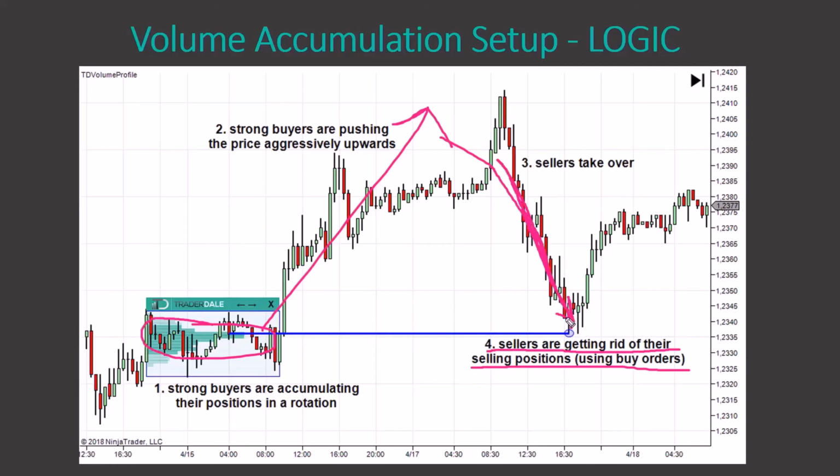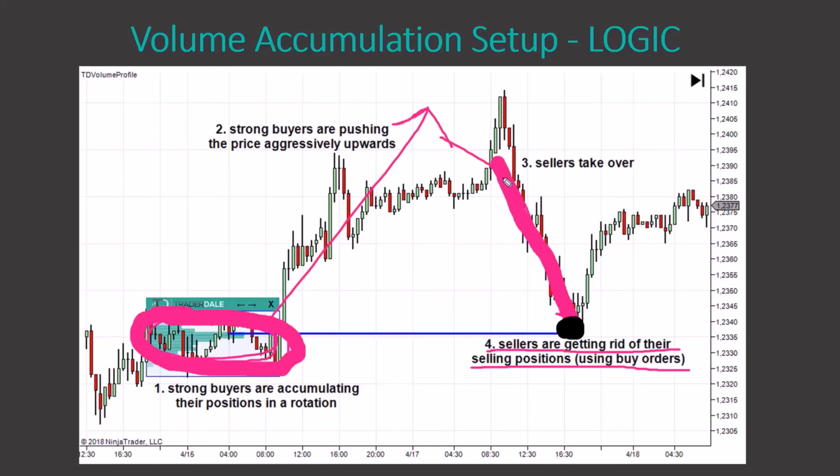But when the price hits this important area, this heavy volume area, the sellers from this zone don't really want to risk a fight with the strong buyers from this place. So what the sellers do is they quit their positions. They don't want to risk the fight, so they quit their short positions here.